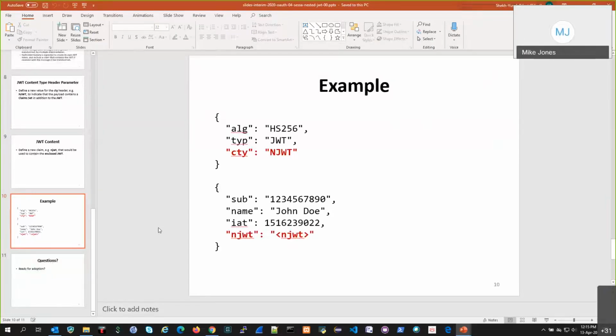And in the introduction, you could describe the relationship between nested JOTs and this, where in a nested JOT, the JOT itself is the payload, where in this case, the JOT itself is a claim of another JOT. Yeah, okay.